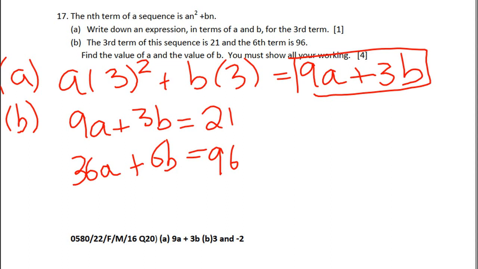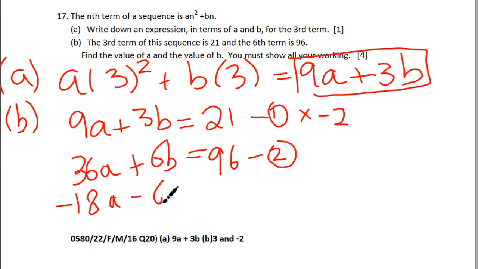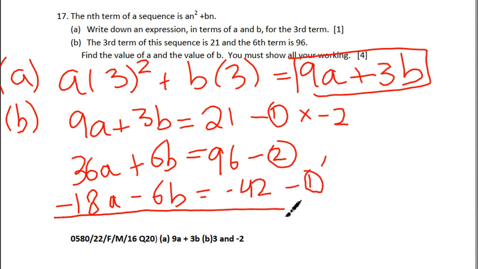This is equation 1, this is equation 2. I can multiply this by minus 2. So this will become minus 18a minus 6b equals minus 42. Now this is equation 1 dash. I can add these two equations to eliminate variable b. So I get 18a here, 6b and minus 6b get cancelled, equals 54. So a equals 54 divided by 18, which is 3.